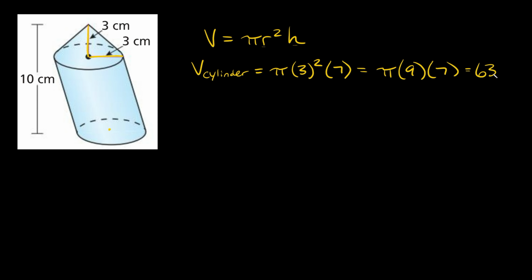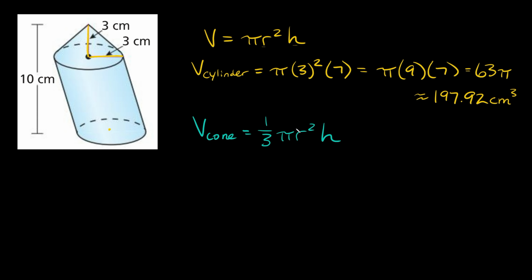So here we get 63 times pi, which if you plug this into your calculator, you'll get that it's equal to approximately 197.92. And our units, we're working with centimeters, we're going to get centimeters cubed, right? Cubic units for volume. All right, great. So that's the volume of this cylinder. Now let's find the volume of the cone. So that formula is that the volume of a cone is equal to 1/3 pi r squared h, right?